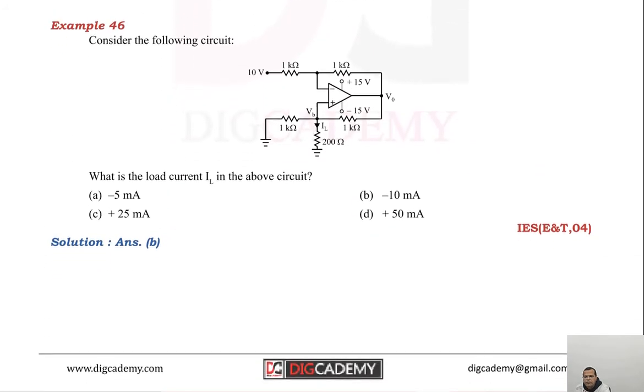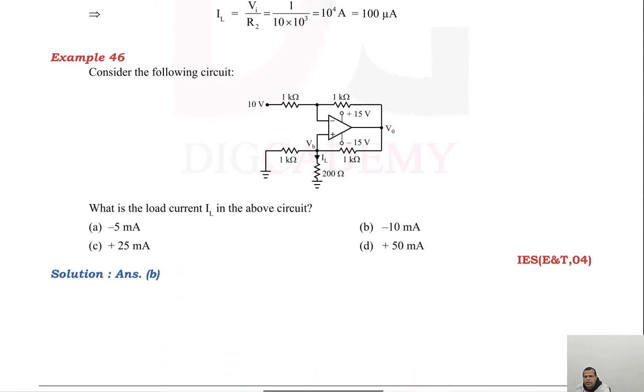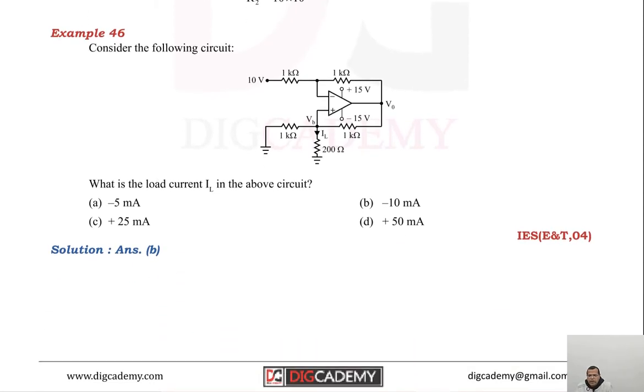Now, that is what we have done in the solution. Now consider the circuit again.